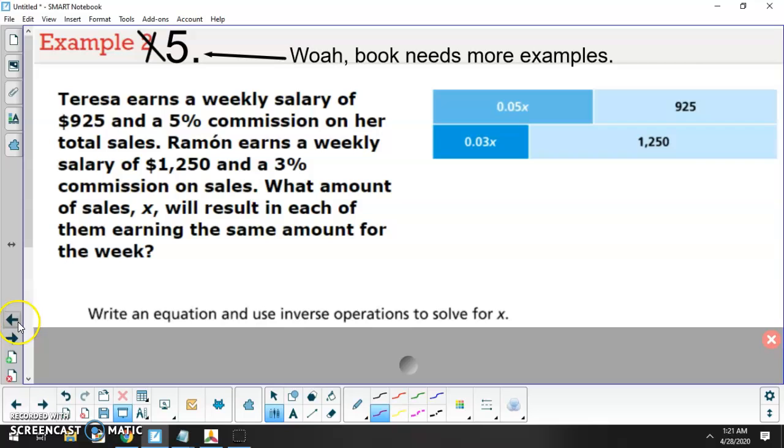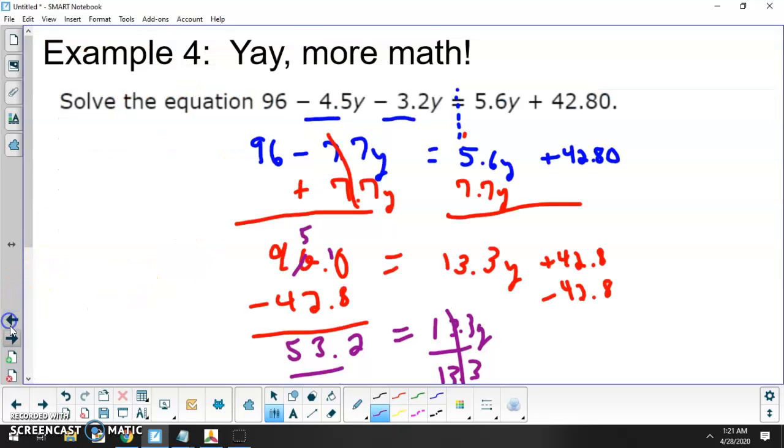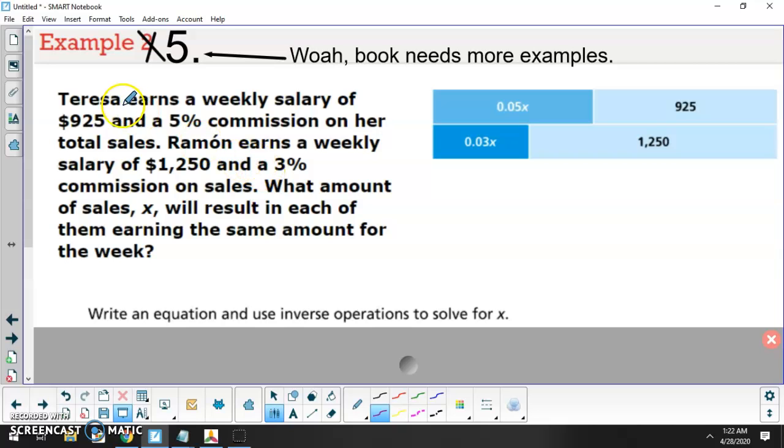So we got one more problem here. There are a lot more examples that we are going to go over another day, but here is one word problem. The book has all word problems, nothing really concrete like we were going over. Teresa earns a weekly salary of $925 and a 5% commission on her total sales. We don't know her sales. We know a commission is part of the sales that you get to keep. Ramon earns a weekly salary of $1,250 and a 3% commission on sales. What amount of sales x will result in them earning the same amount for the week?